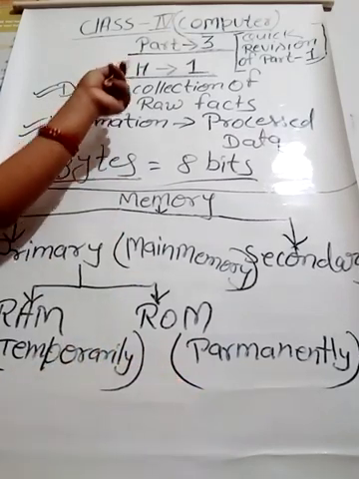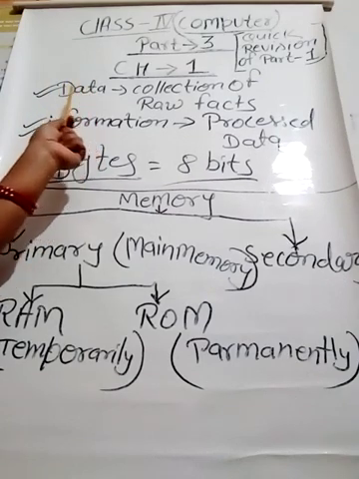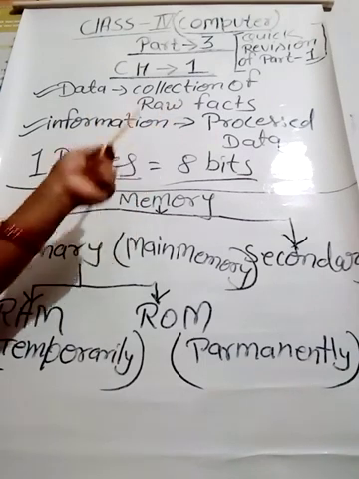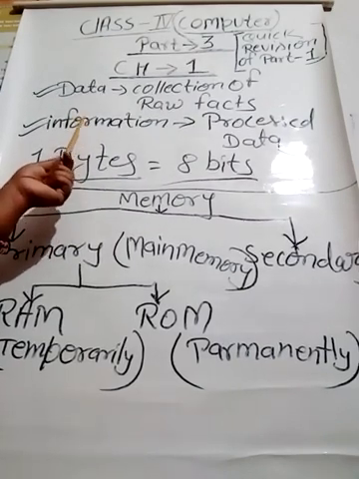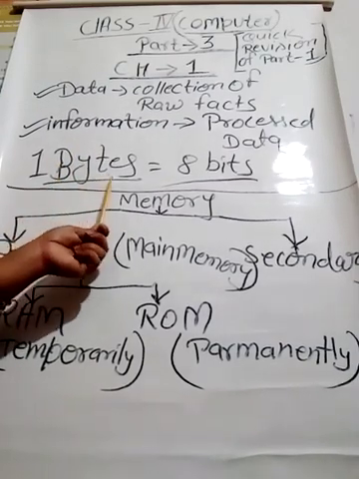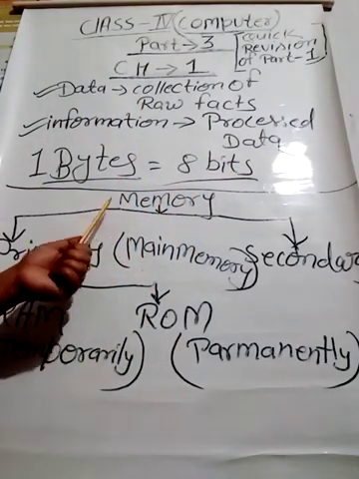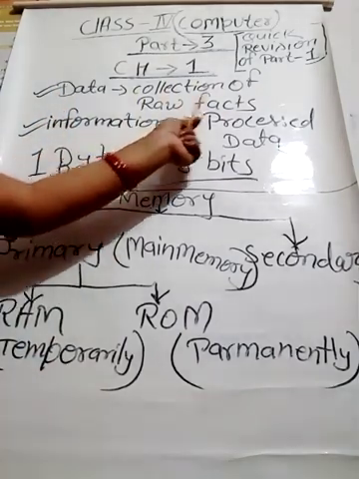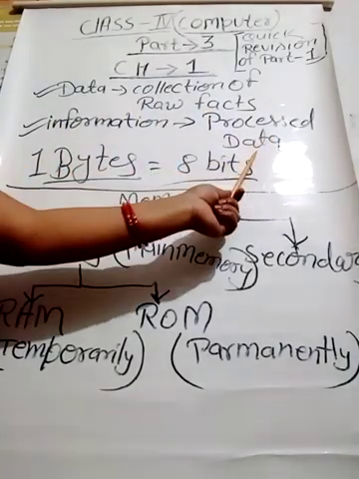Once again I repeat it. In a computer, the data and informations are stored inside the memory and storage devices. In the sense of storing data or informations, it is measured in bytes. 1 byte is equal to 8 bits. Like this, one table is given in your book, you have to learn that measurement table. What is data? Data is a collection of raw facts. And what is information? It is processed data.